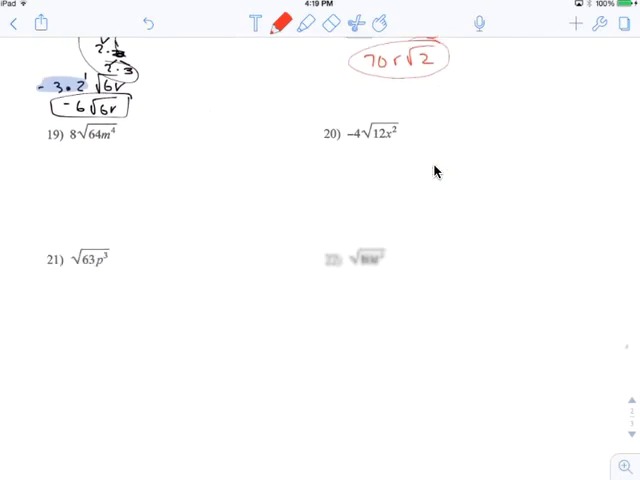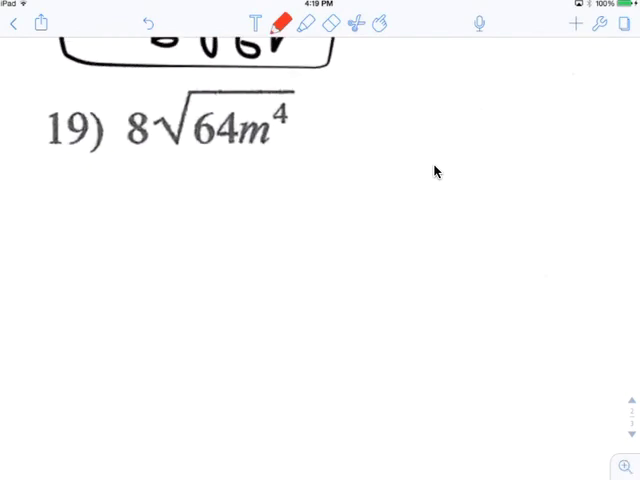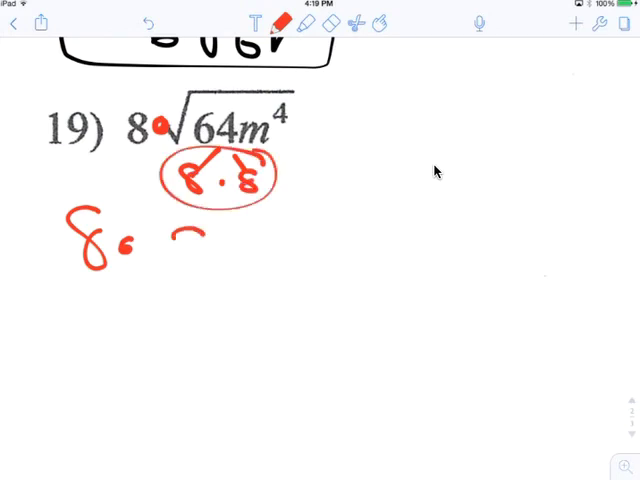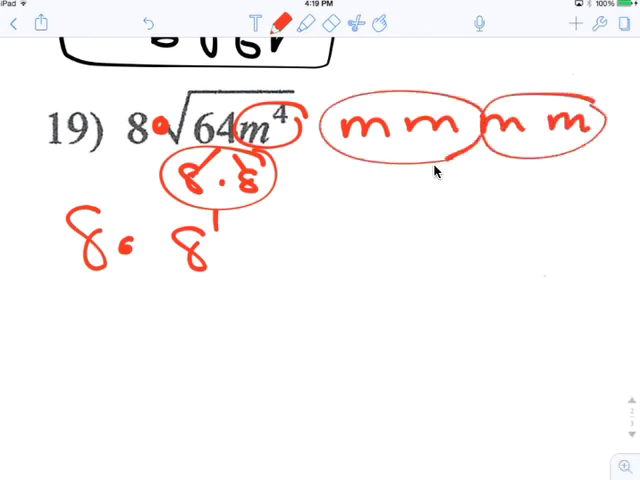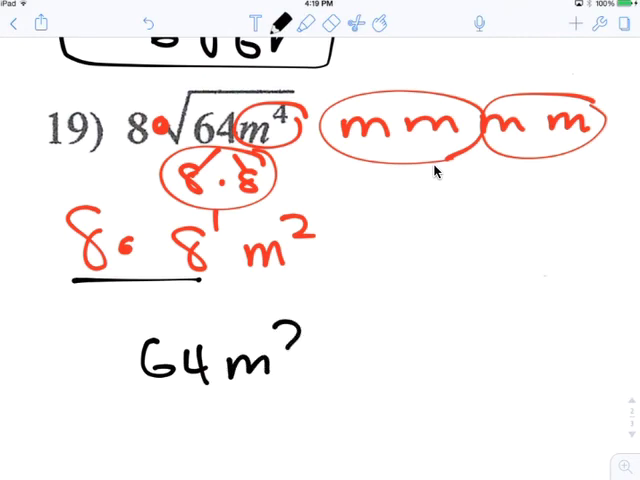I'm going to do this one here. It's 8 times this one. 8 times 8. We can stop because we paired 8 to the first. M, we got 4 of them, I mean m to the second. There's no radical left, so the answer has no radical. 8 times 8 is 64m squared.